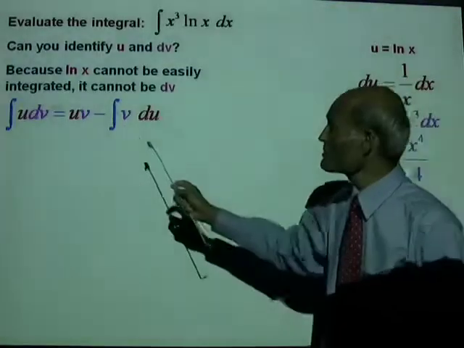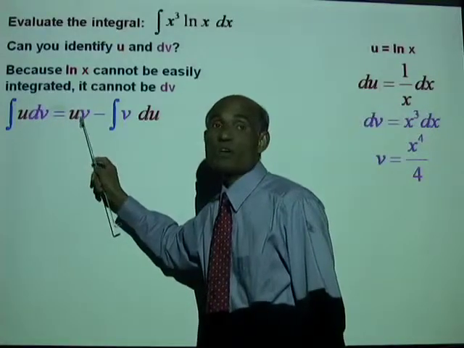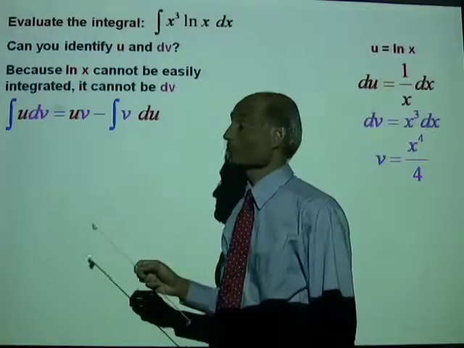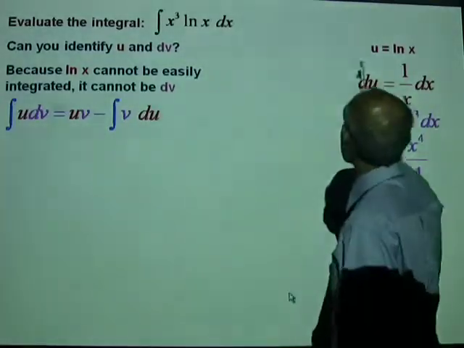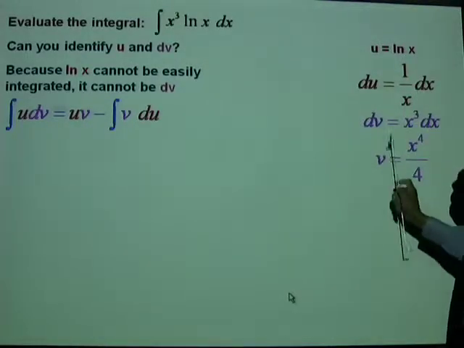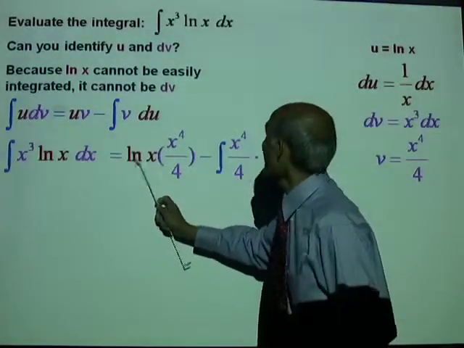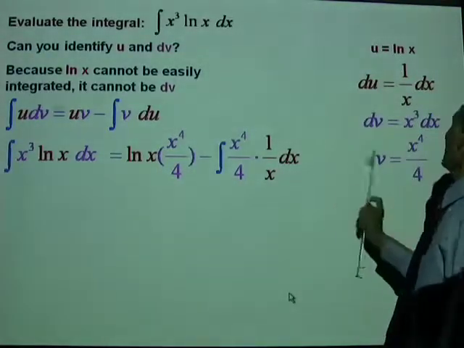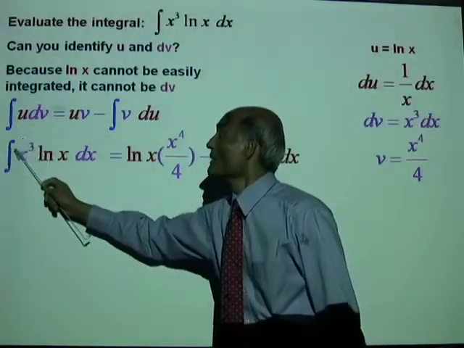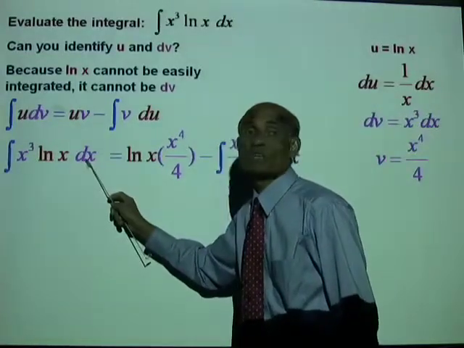What is the form of the integral? Integral u dv is u times v minus integral v du. So u times v, u is ln x, v is x to the power of 4 over 4. So u times v will be ln x times x to the power of 4 over 4. Is that right? That's your ln x is your u, x cubed dx is your dv.